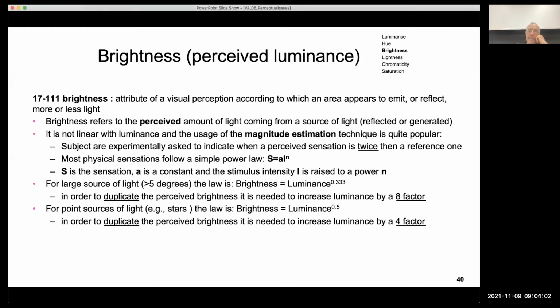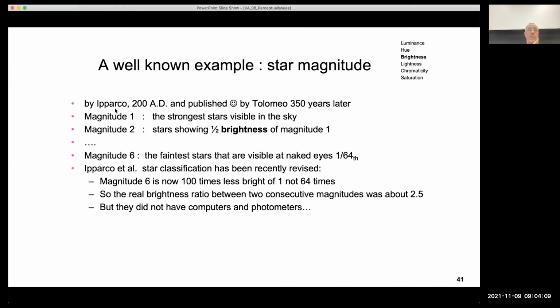There is a nice example of this formula. A long time ago, Hipparchus tried to estimate the luminance of the stars in the sky. That is called the star magnitude. It is the perceived luminance, the brightness of the star. And these results were published 350 years later by Ptolemy.